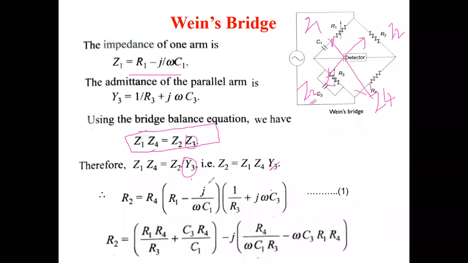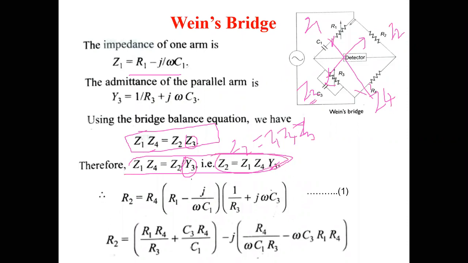Therefore Z2 is equal to Z1 Z4 Y3. So Z2 is equal to Z1, Z4 and Y3. This constitutes nothing but the equation.